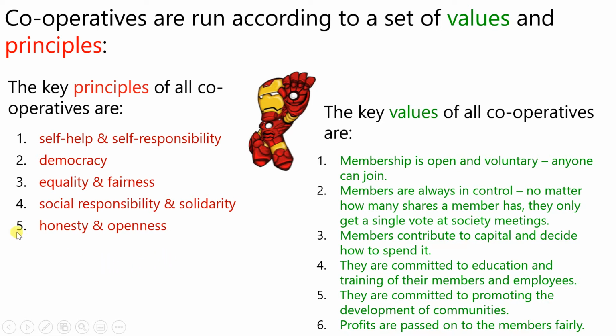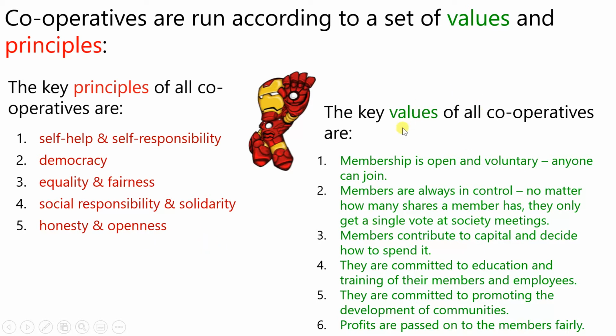We're going to look first at the principles and values. The key principles of all cooperatives are, in the red section, number 1, self-help and self-responsibility. Number 2, democracy. Number 3, equality and fairness. Number 4, social responsibility and solidarity. And number 5, honesty and openness.